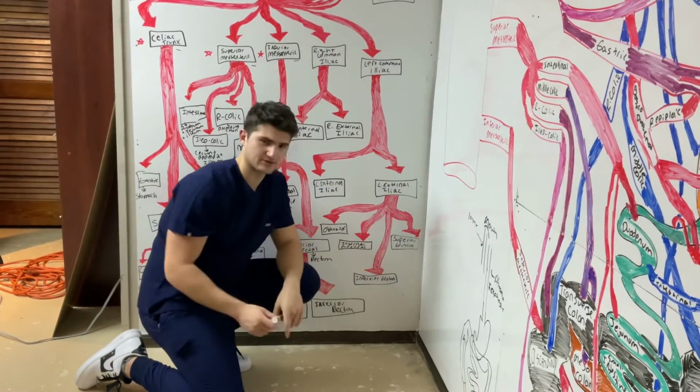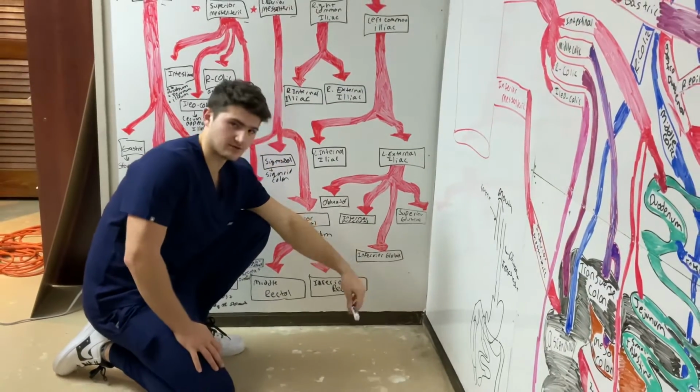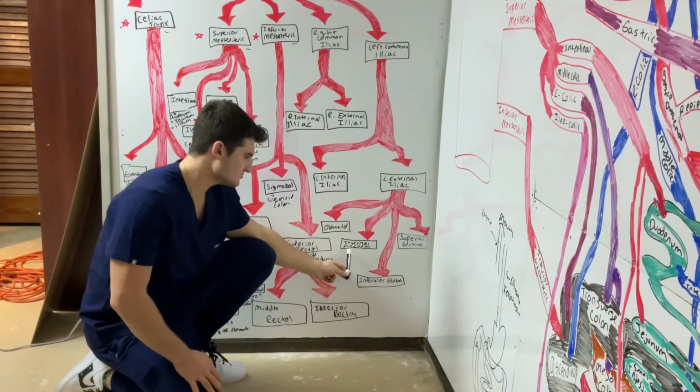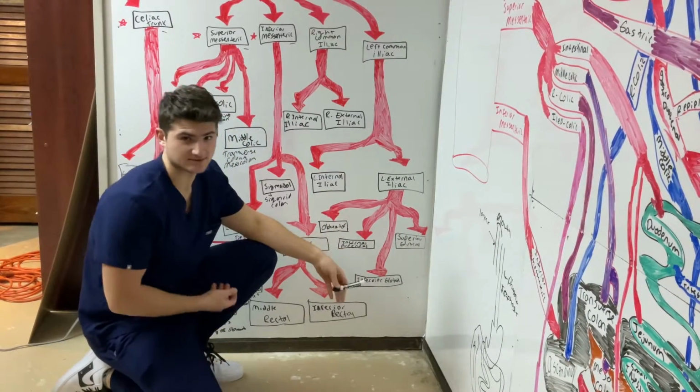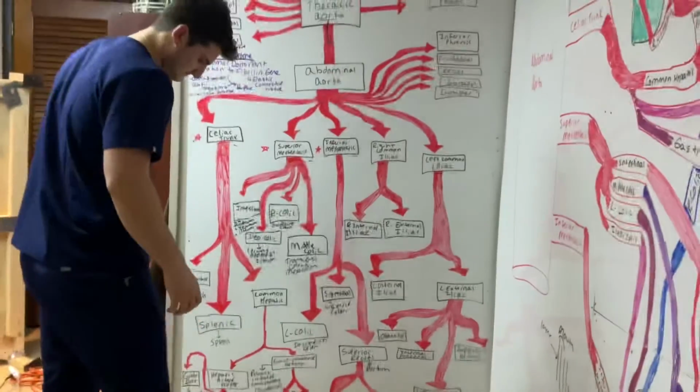The superior gluteal, which is for our gluteus maximus, our inferior gluteal for our gluteus minimus and medius, the internal pudendal for the pudendal muscles, and then the obturator muscles, right? The obturator foramen, which we spoke about a lot in the musculoskeletal videos.